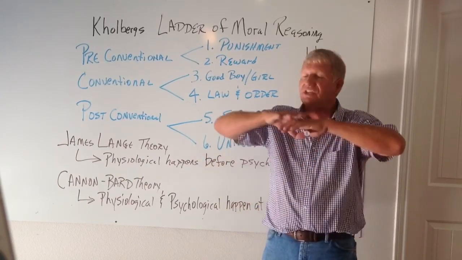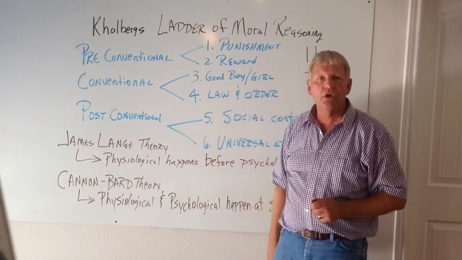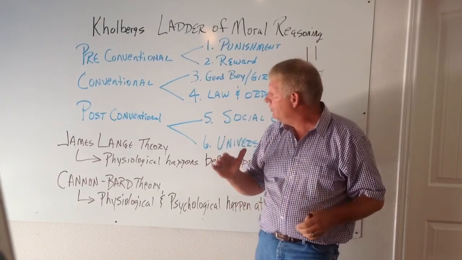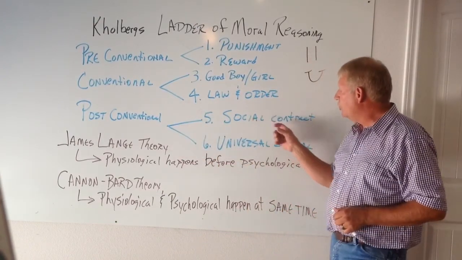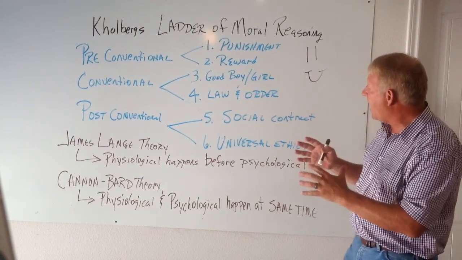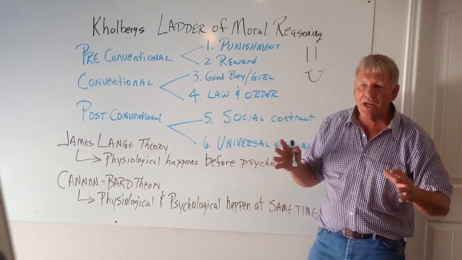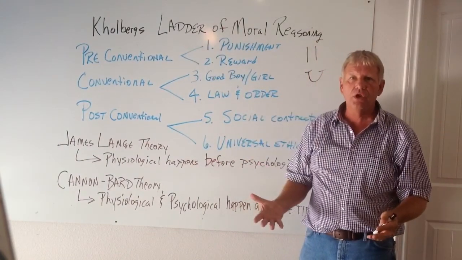It's so dangerous, so much chaos that we can't even live in it, that we're willing to accept law and order to not do it. So once again, we're getting higher order thinking. Then we go to post-conventional morality, social contract. So this is even higher because in a social contract, we agree to be a society.